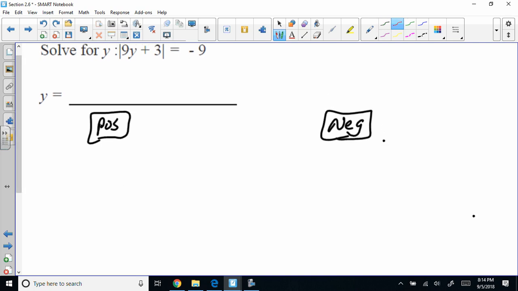The positive is exactly what's written there without the absolute values. So we're going to write 9y plus 3 equals negative what? 9. Okay? Now my negative equation means that I'm going to multiply the right side of that equation by -1. So in doing that, I have the same thing in the absolute values, but my right side is -9. Now it becomes, guess what? A positive 9. Because the negative times the negative is a positive. Now, ladies and gentlemen, solve the equations, and you're done. You have 2 solutions.